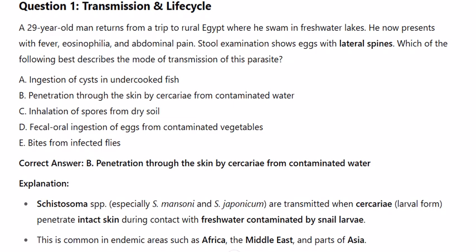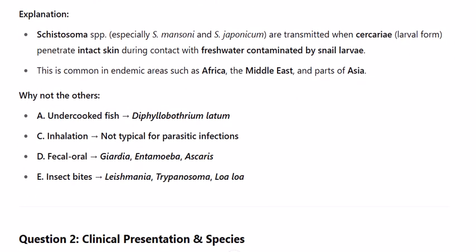Correct answer? B. Penetration through the skin by cercariae from contaminated water. Explanation: Schistosoma spp., especially S. mansoni and S. japonicum, are transmitted when cercariae, the larval form, penetrate intact skin during contact with freshwater contaminated by snail larvae. This is common in endemic areas such as Africa, the Middle East, and parts of Asia.